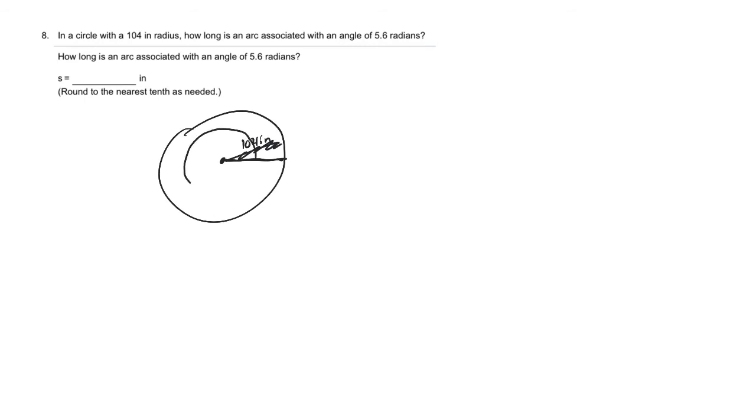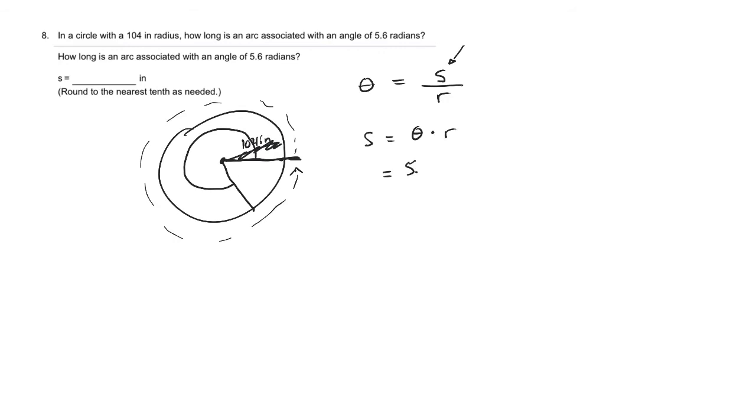5.6 radians is somewhere over here. So they want to know how far it is to go from there all the way around. So our formula is an angle is equal to the distance divided by the radius. So looks like we're trying to find the distance around. So S is going to be equal to theta times R. The angle is 5.6 radians times the radius, 104 inches. So if you multiply those two, that should come out to what that arc is.